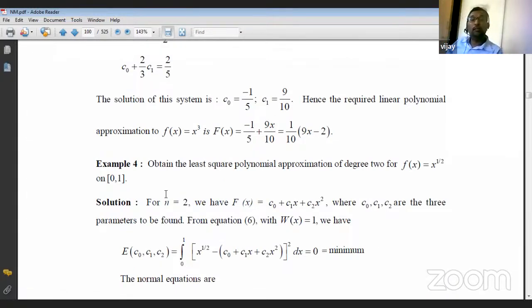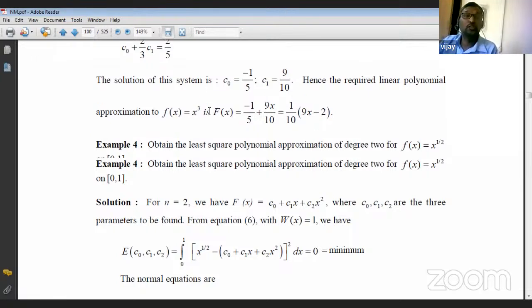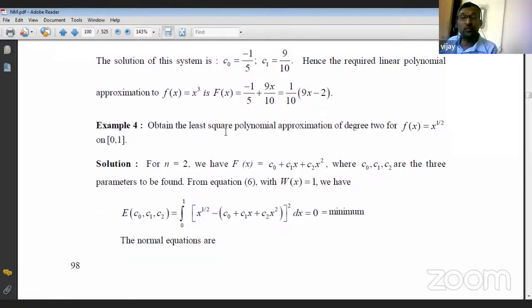Obtain the least square polynomial approximation of degree 2 for f of x equal to x power 1 by 2 over 0 to 1. It is equal to f of x equals c0 plus c1x plus c2x square. c0, c1, c2 are three parameters to be found. From equation 6, also the weight function, I already told you, c0, c1, c2: integration of 0 to 1 of x power 1 by 2 minus c0 plus c1x plus c2x square, whole square dx is equal to 0.